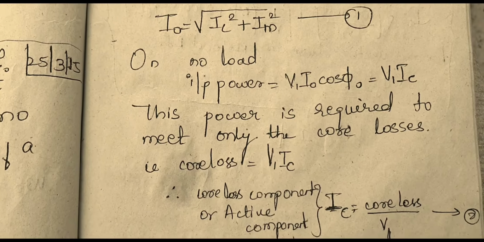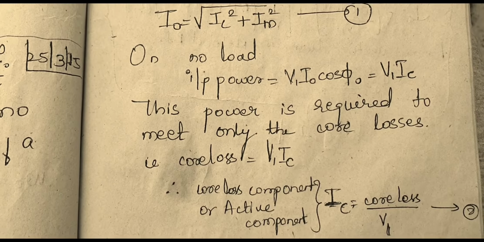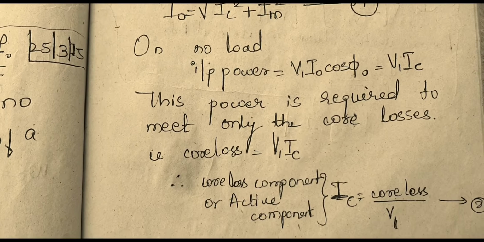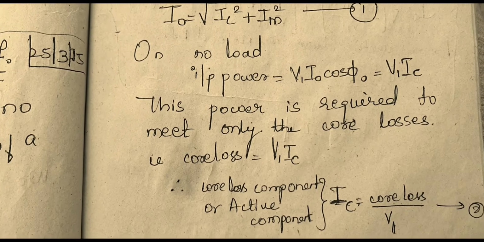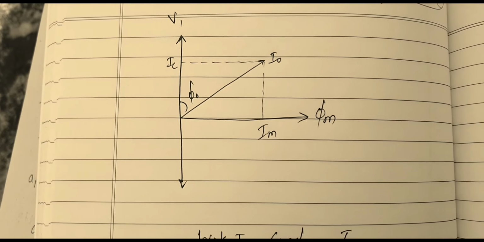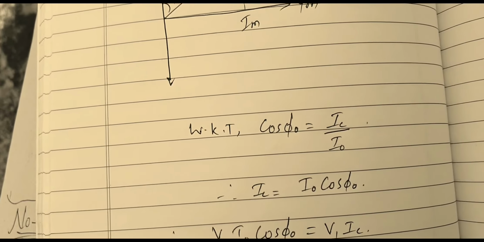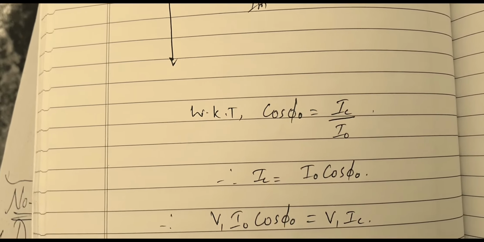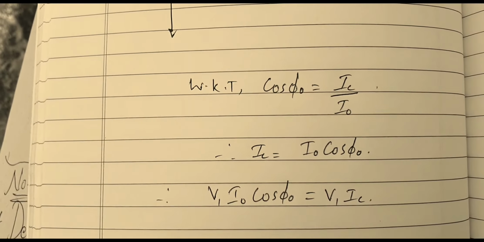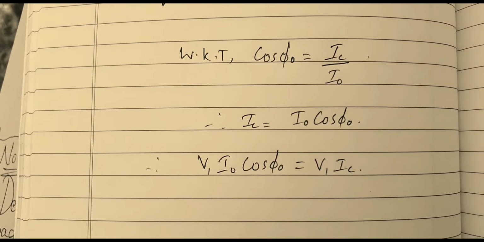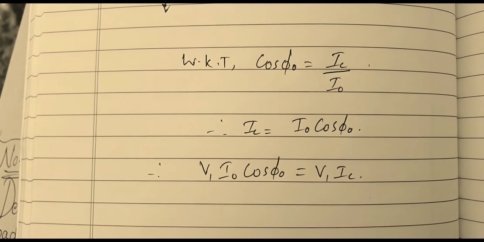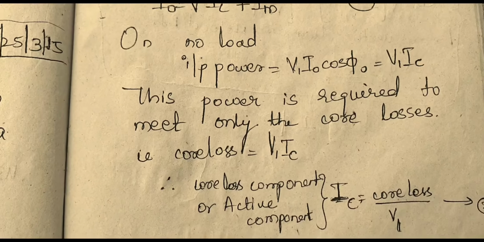On no load, input power is equal to V1 I0 cos phi naught, which we can also write as V1 Ic. Let us see how we got V1 Ic. From the phasor diagram, I can write cos phi naught is equal to Ic by I0. Therefore, Ic is equal to I0 cos phi naught. Therefore, I can write V1 I0 cos phi naught as V1 into Ic.